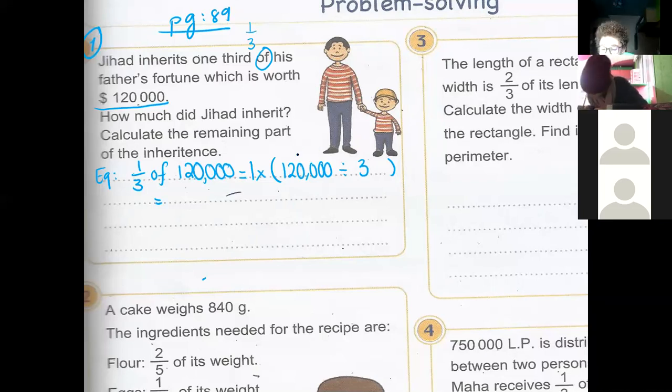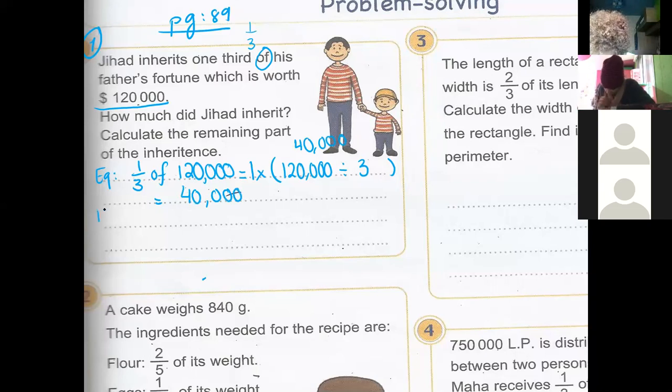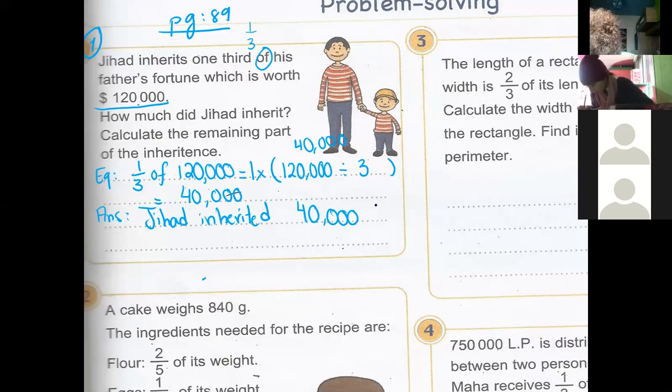Which number in table 3 is 12? Four. So 40,000. So the answer is 40,000. $40,000.